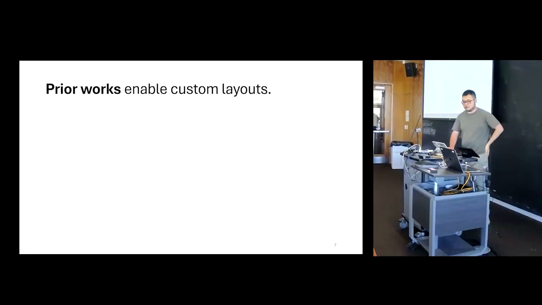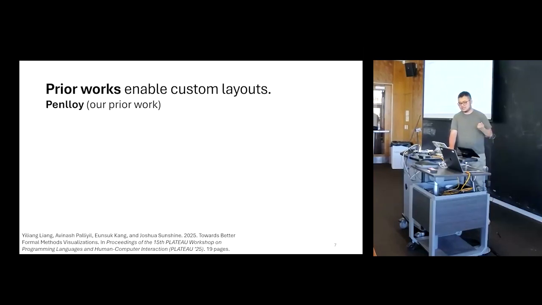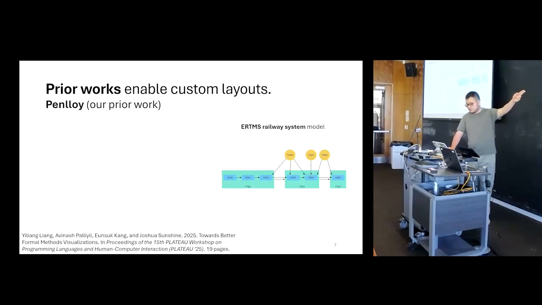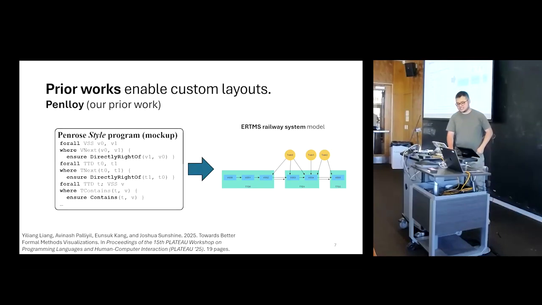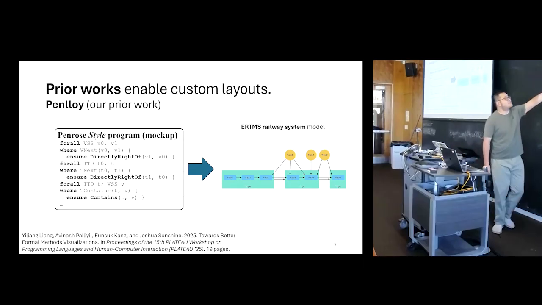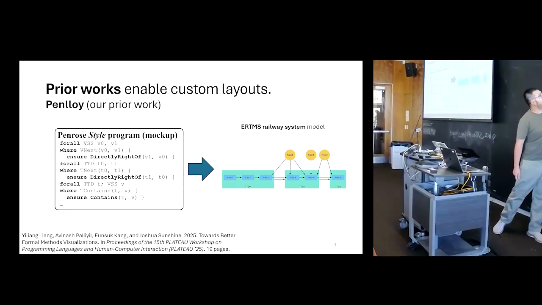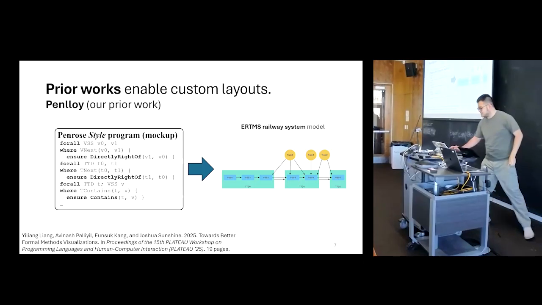There are plenty of prior works that enable this type of custom layout. For example, our prior work Pandoly can generate visualizations like this for the railway systems model, but it requires users to write a custom style program, which spells out that, for example, if some relationship exists between some elements of the instance, then some sort of geometric relationship must hold between the shapes of those entities.